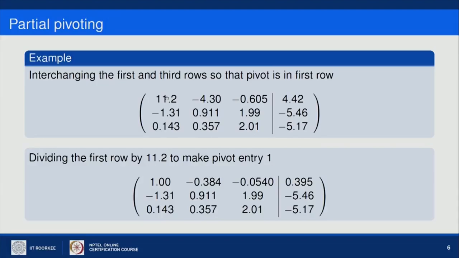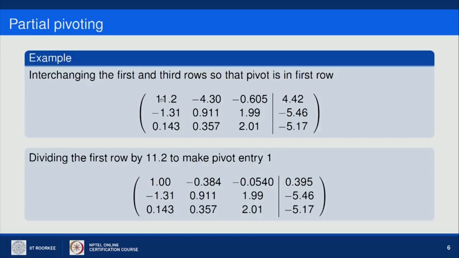So, here I have interchanged my first and third row. So, this has become my first equation now, and the third equation will become the first equation, and the first equation becomes the third. Now, what I will do? I will divide the first row by 11.2 to make the pivot entry 1.